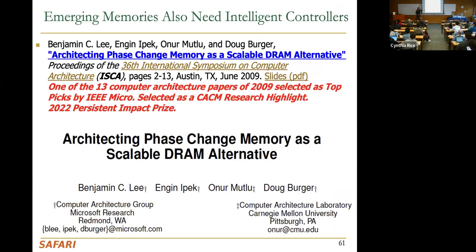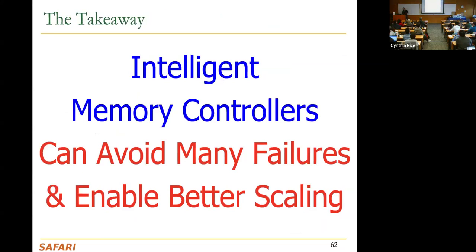Unfortunately, all of these memories require some sort of intelligent controller. They have endurance problems. They have some other reliability problems. I believe as memory scales down to small technology nodes, high densities, you really need some way of intelligently managing it. And that requires computation next to memory. OK, so that's the message over here.